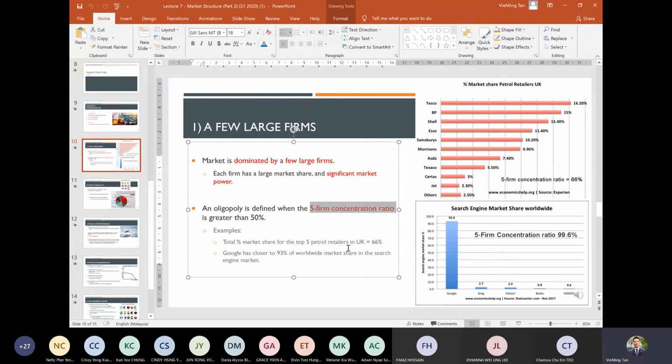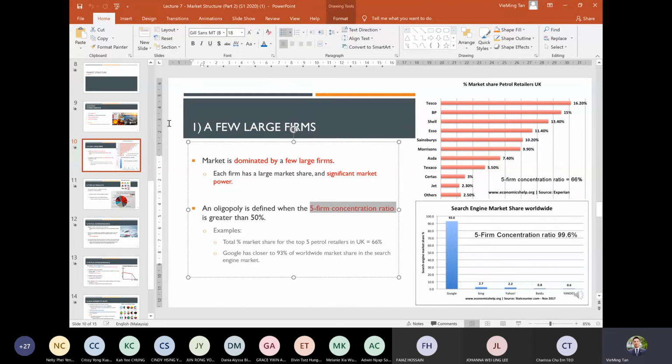So for your case just now, if you're asking whether the private hospital service is an oligopoly market or not, you can try to use statistics to help you justify in your assignment report. Assume that you want to focus on the Malaysian context only, then you need to identify the market share for the private hospitals. You have to get the statistics.